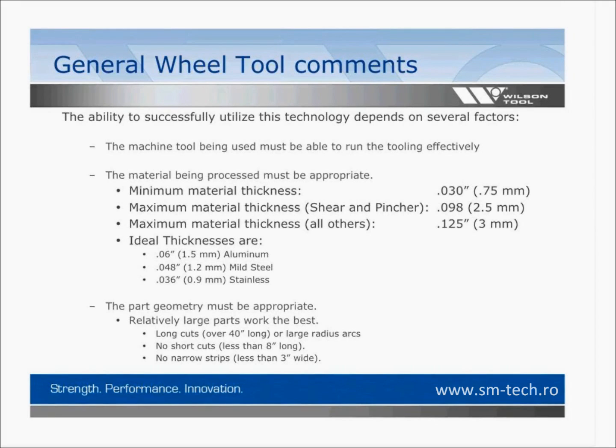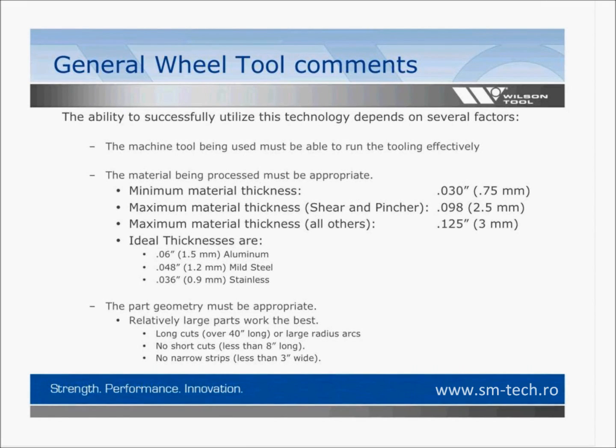And the part geometry must be appropriate. Relatively large parts is what we see the most of, and long cuts, or large radiuses is very common. So with the wheel tools, you want to look hard at what you're going to try to do with the wheels. Maybe send prints to us or talk to us about what you have in mind, what type of machine you have, what you want to do with cutting or forming, and we can look at what you've got and give recommendations as to how well it might work.